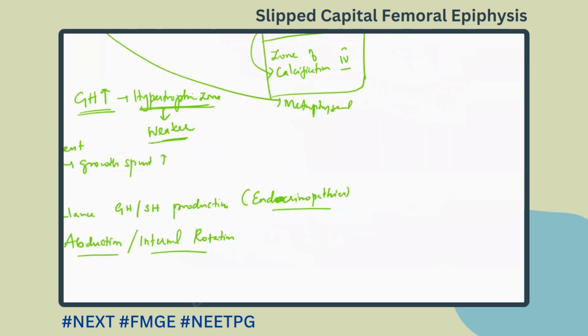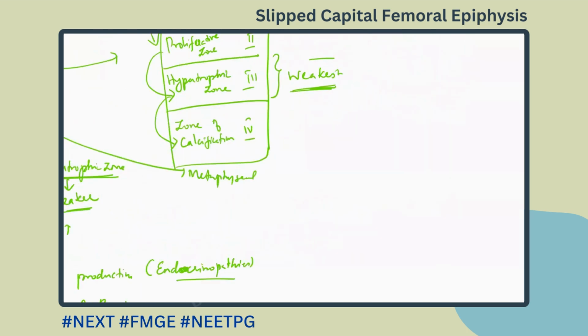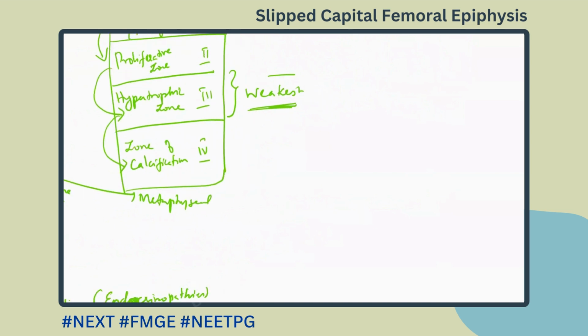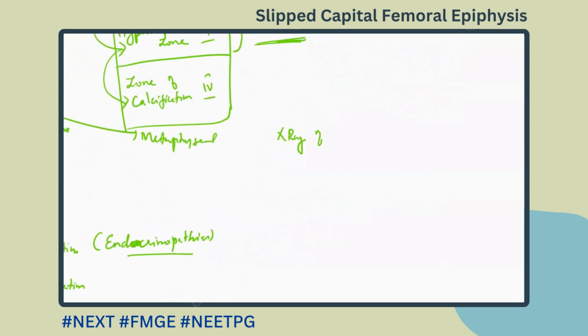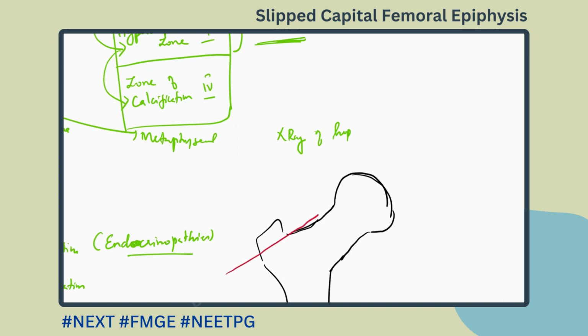Now normally when you take an X-ray of the hip, this is the neck region, this is the head region, this is the greater trochanter region. If you draw a line through the superior aspect of the neck, it cuts the head of the femur like this. This line is called Klein's line.